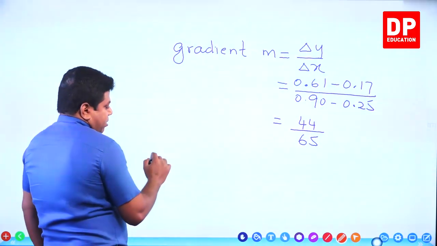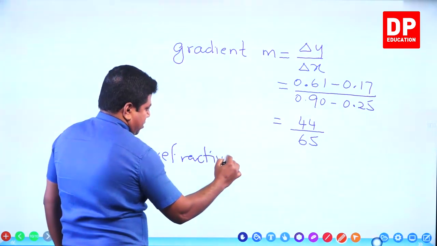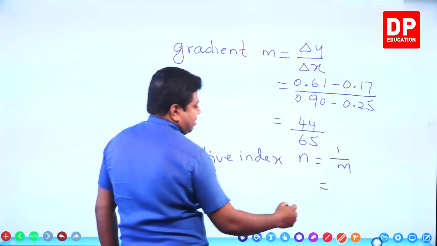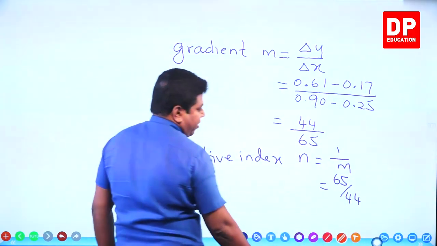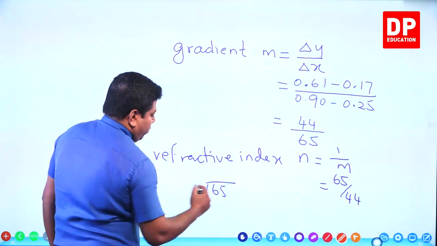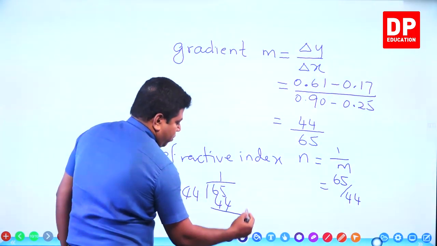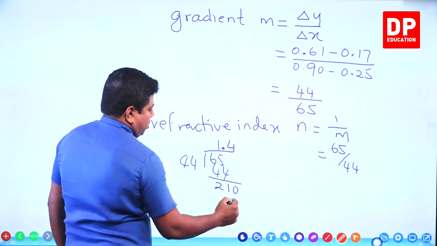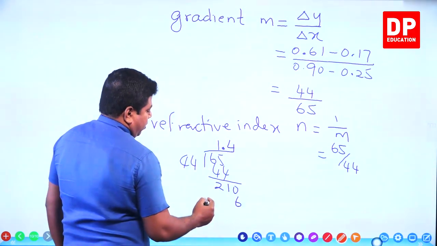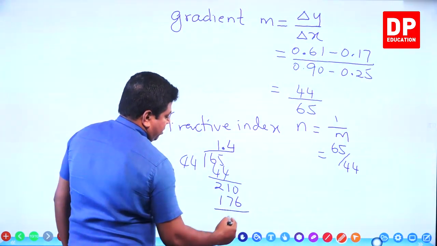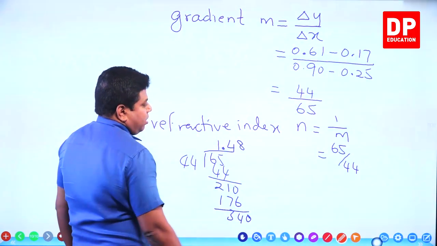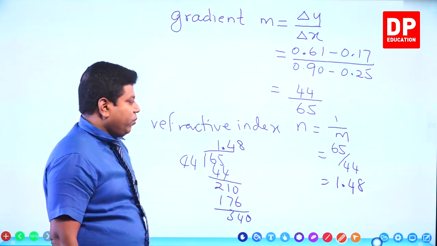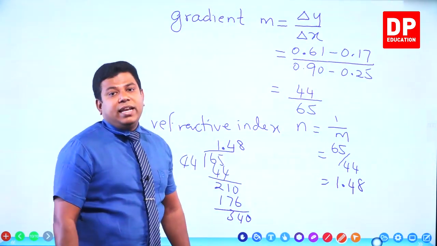You know, N, what is that? Refractive index. N must be equal to 1 over M. 1 over M means the inverse of this, 65 by 44. What's the value you are getting for 65 by 44? You get approximately 1.48. We are getting 1.48 as the refractive index of glass.